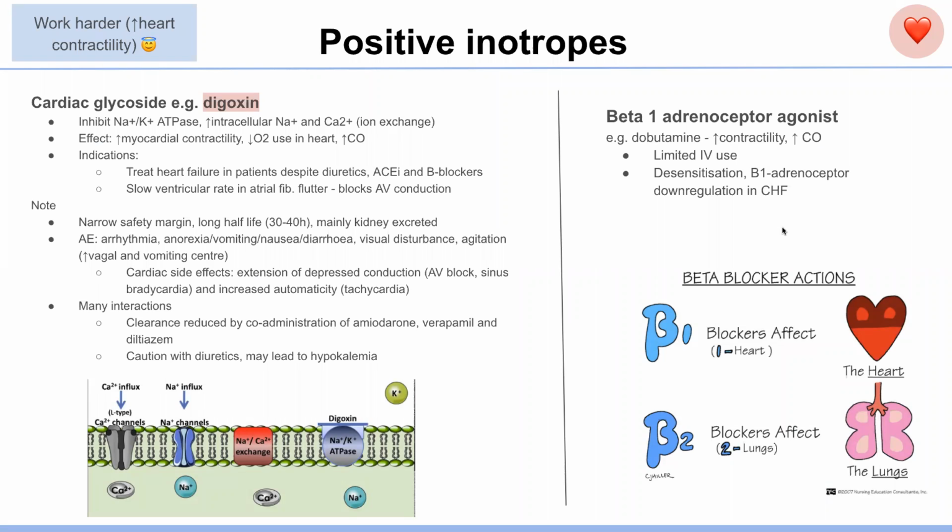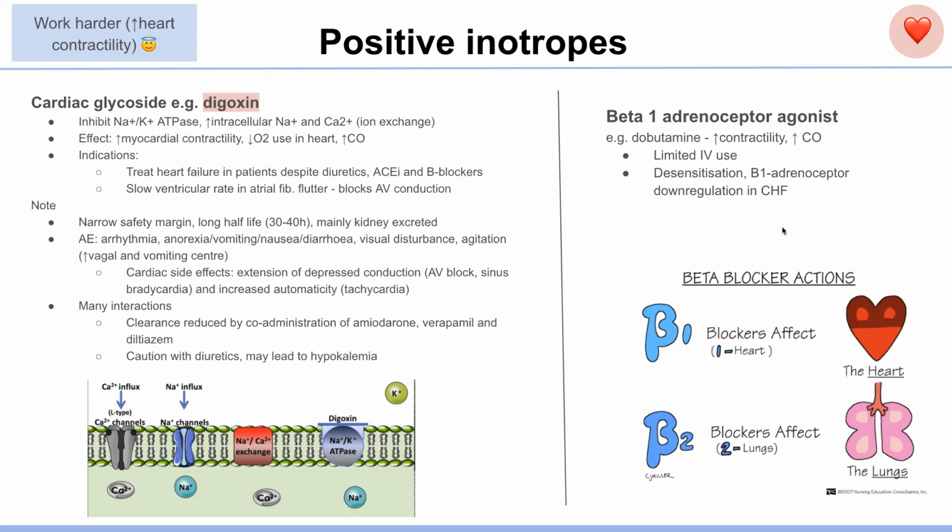Let's talk about positive inotropes. Digoxin is the main one here. What it does is inhibit the sodium-potassium pump, and it increases intracellular sodium by calcium exchange. This increases the contractility of the heart and cardiac output. It's a drug with other uses too, such as for arrhythmias, and also has a lot of interactions. Also want to be careful with diuretics since it alters electrolytes and can cause low potassium.